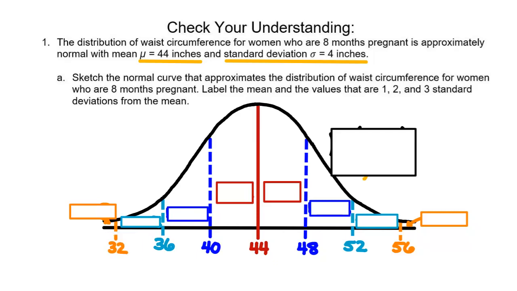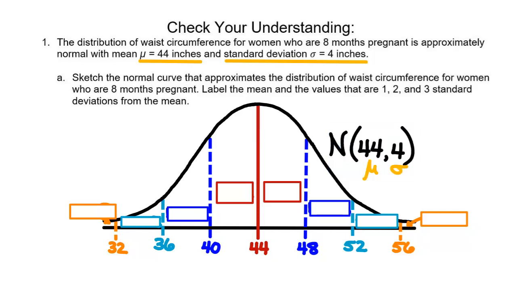32. You should label this distribution with a big capital N, because it's a normal curve. Then we put our mean and we label it, standard deviation, and we label it. We're going to finish up this Check Your Understanding tomorrow.